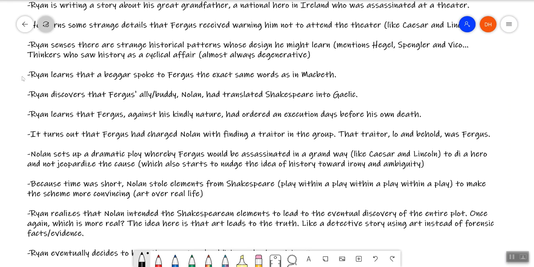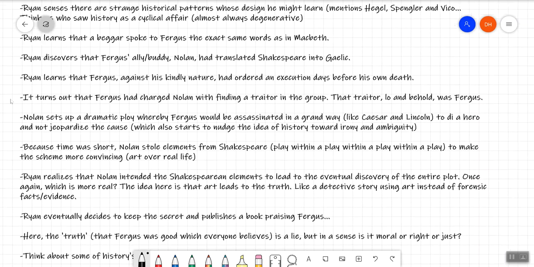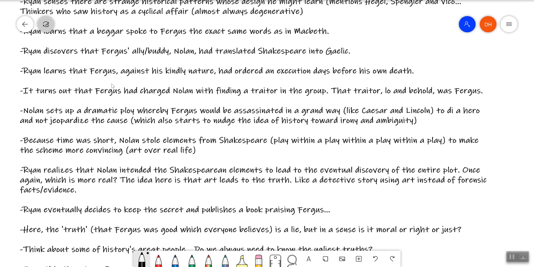So you see, it's just reveal, reveal, reveal. Ryan learns that Fergus, against his kindly nature, had ordered an execution days before his own death. Okay. Now, that's against Fergus. He was apparently a very nice and kind and benevolent person, etc., etc. So why did he order an execution? That doesn't sound like him.